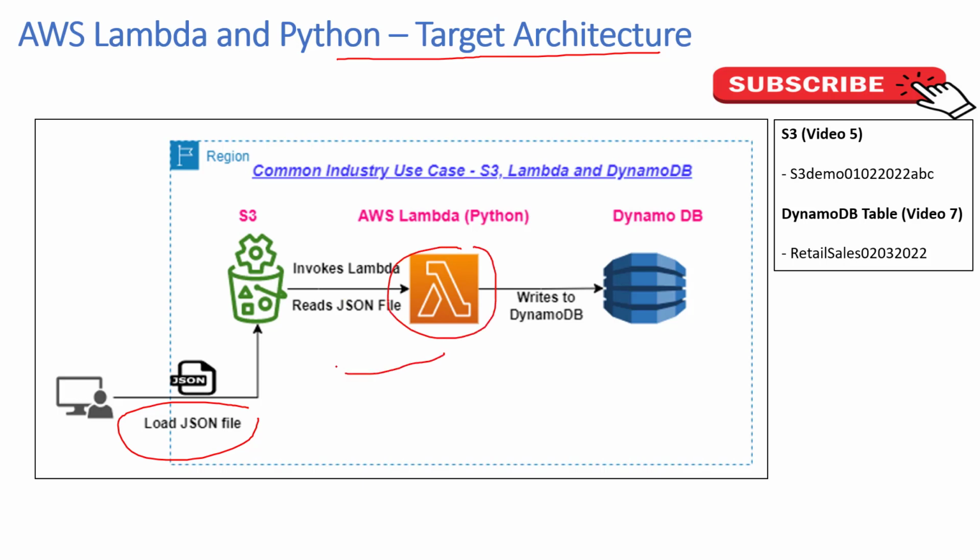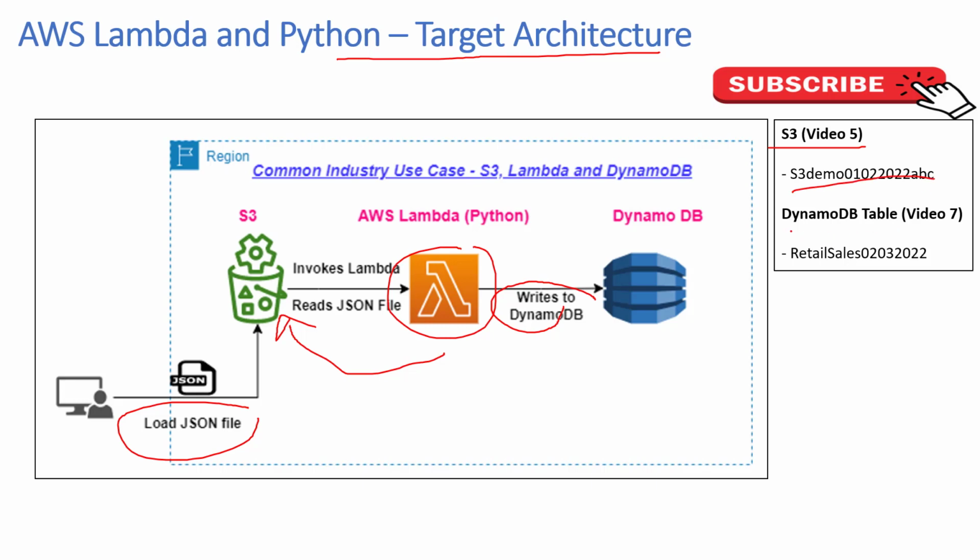This Lambda function is going to read the JSON file from this S3 bucket. It's going to print that out and then insert it into DynamoDB. We'll use the S3 bucket that we created in video 5, so we'll use the same S3 bucket. This is the name of the bucket.